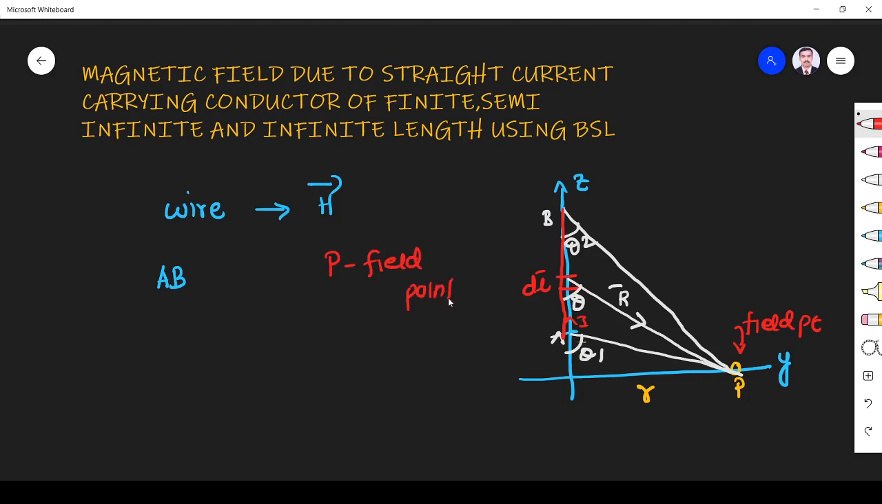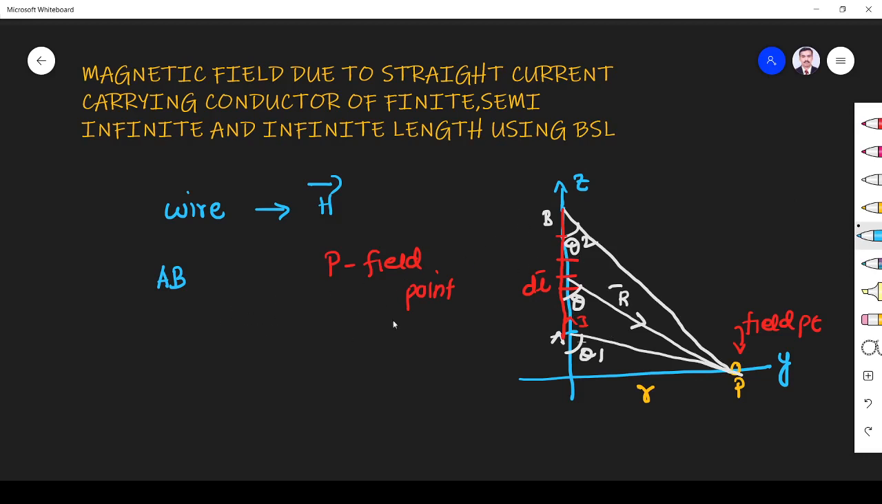As per the Biot-Savart law, instead of finding the magnetic field produced by the total wire, we take one small segment and find the field produced by that small segment. Then we take another small segment, then another, and finally we add all the magnetic fields. The same procedure we are going to follow here also.